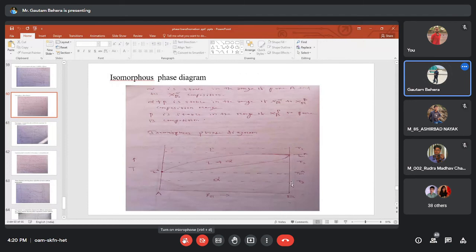Next, I'm choosing a temperature T3. So this is very easy again. Which phase is stable at T3 temperature? Alpha. Alpha is stable. Alpha, very good. Only alpha is present, right? There is no intersection. So you can easily draw a G versus X curve.